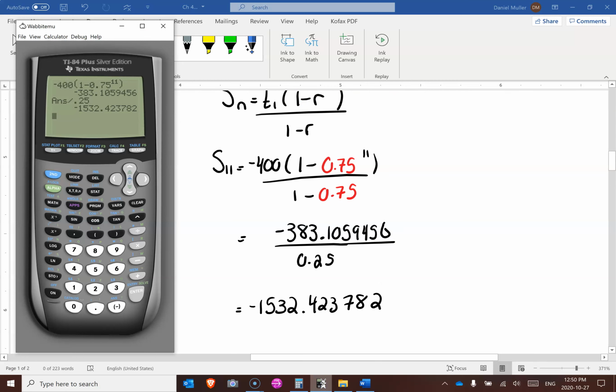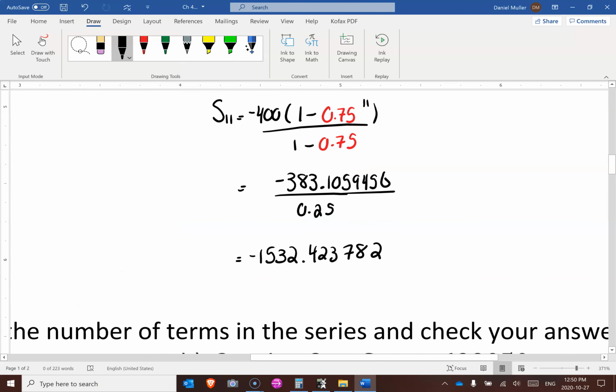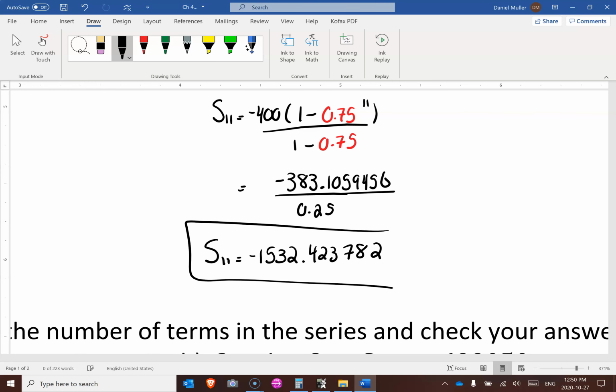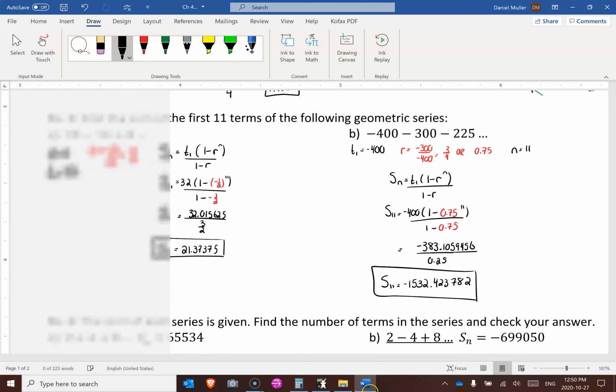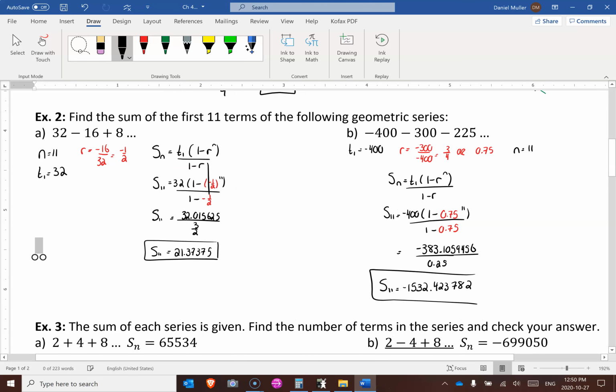So there you have it. My sum of the first 11 terms is negative 1,532.423782. That is the sum of the first 11 terms. That's probably rounded. I don't know how accurate that is. But, okay, so there you have it. There's those two. Apparently I can't do that. Oh, and it just goes over here.